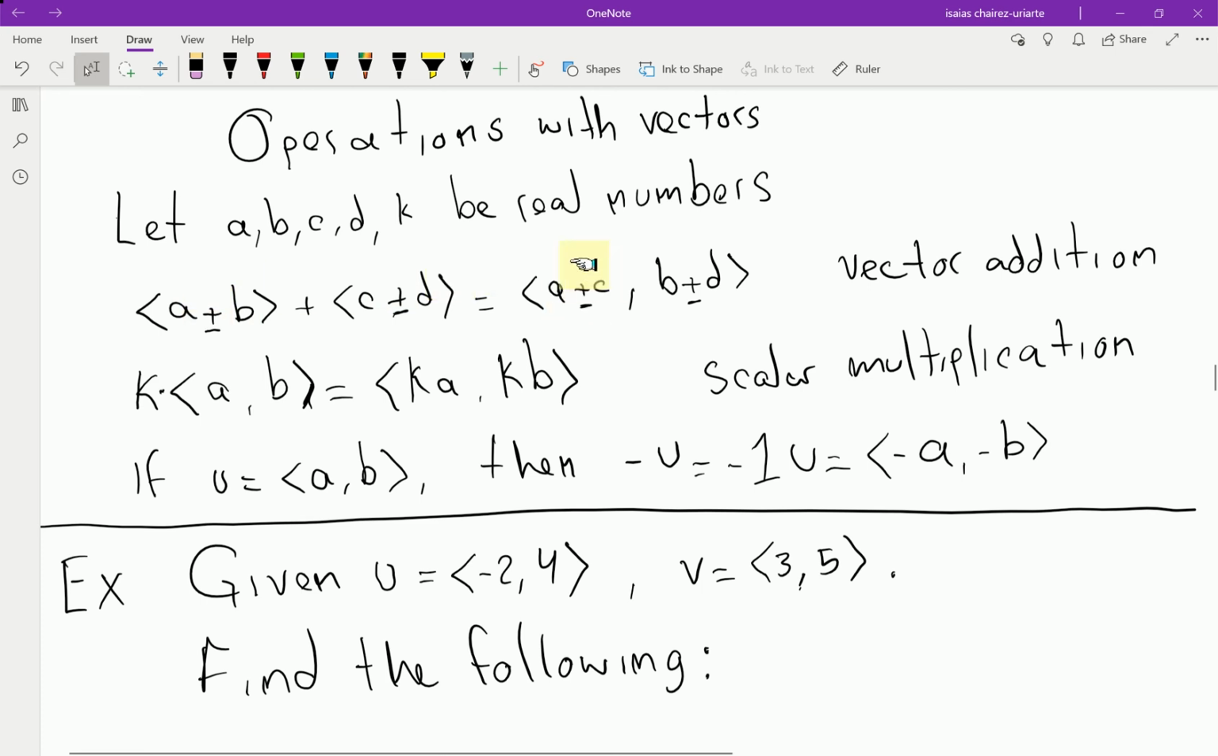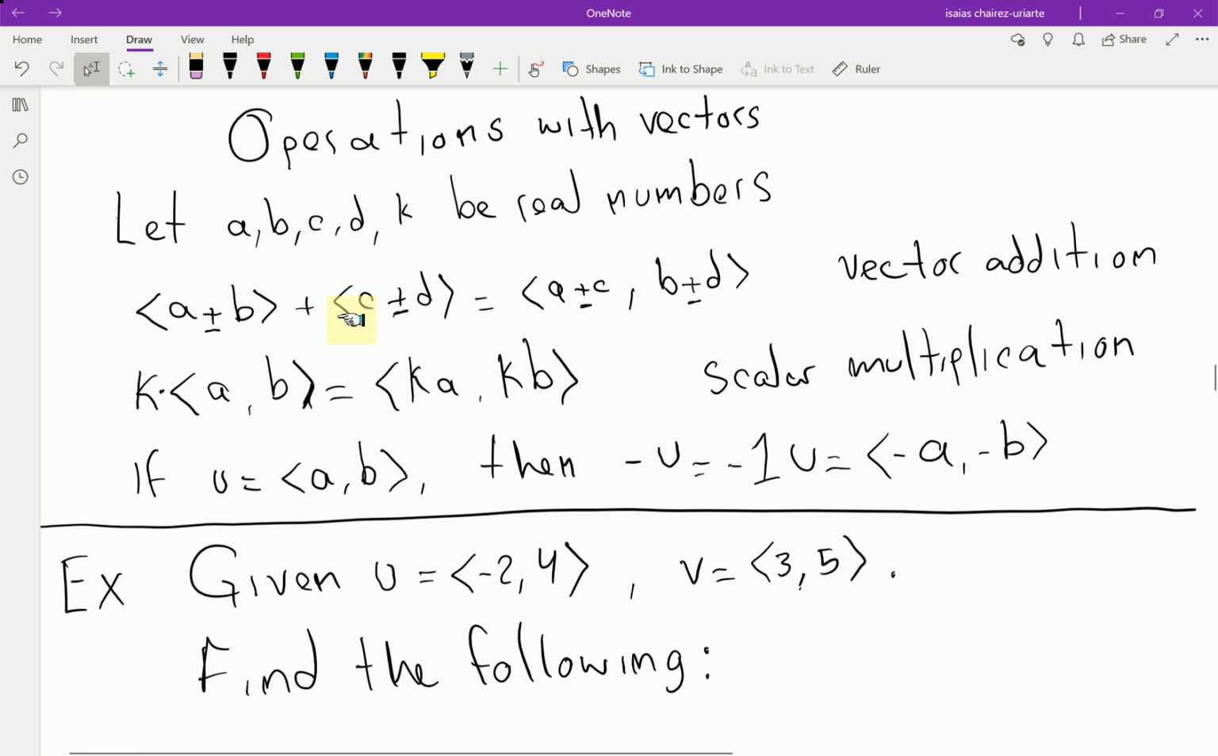And well, you just see the horizontal component of the resultant is just the sum of the horizontal components. The vertical component of the resultant is just the sum or difference of the vertical components. This is vector addition, subtraction. So you can add two vectors, subtract two vectors, and the result is a vector.